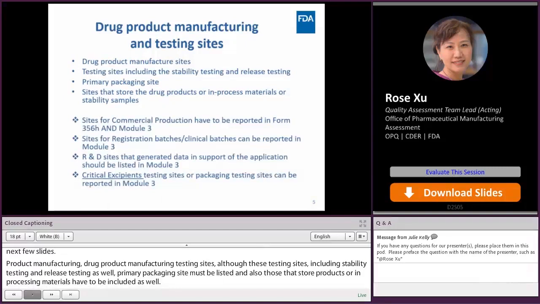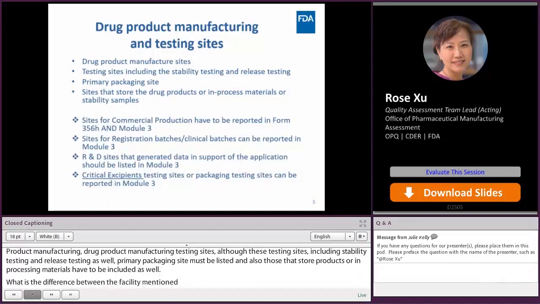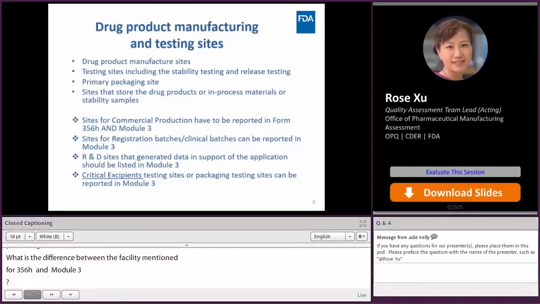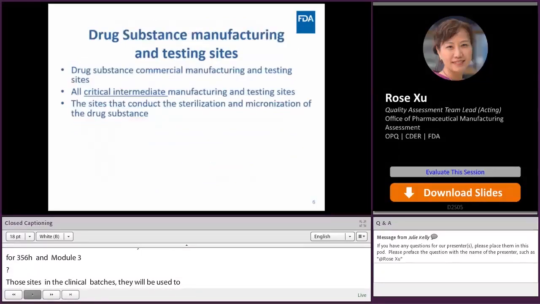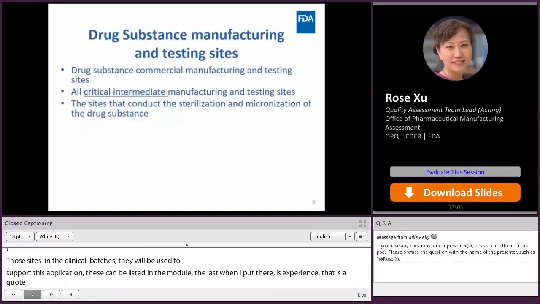Any sites for commercial production have to be reported in both Form 356H and Module 3. However, sites that are only for registration batch or clinical batch manufacturing can be reported in Module 3. Some companies have an R&D site that is used to generate the data supporting the applications. They can be listed in Module 3. The last one I put there is for the critical excipients. If that is a critical excipient testing site or packaging site, it can be listed in Module 3, but not necessarily in 356H. So same for the drug substance manufacturing.